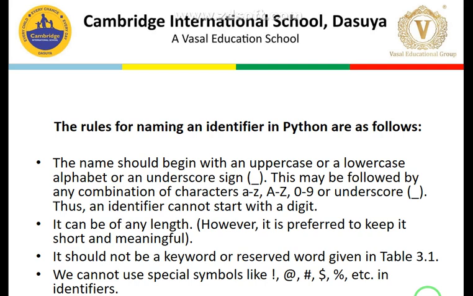identifier can start with an uppercase or a lowercase alphabet, or it can start with an underscore also. And this may also contain small a to z, capital A to Z, 0 to 9, and underscore. Therefore an identifier cannot start with a digit, or with any other special character other than the underscore. It can be of any length, but it should be meaningful, and it should not be a keyword that we already discussed, and it should not contain any special characters other than underscore.